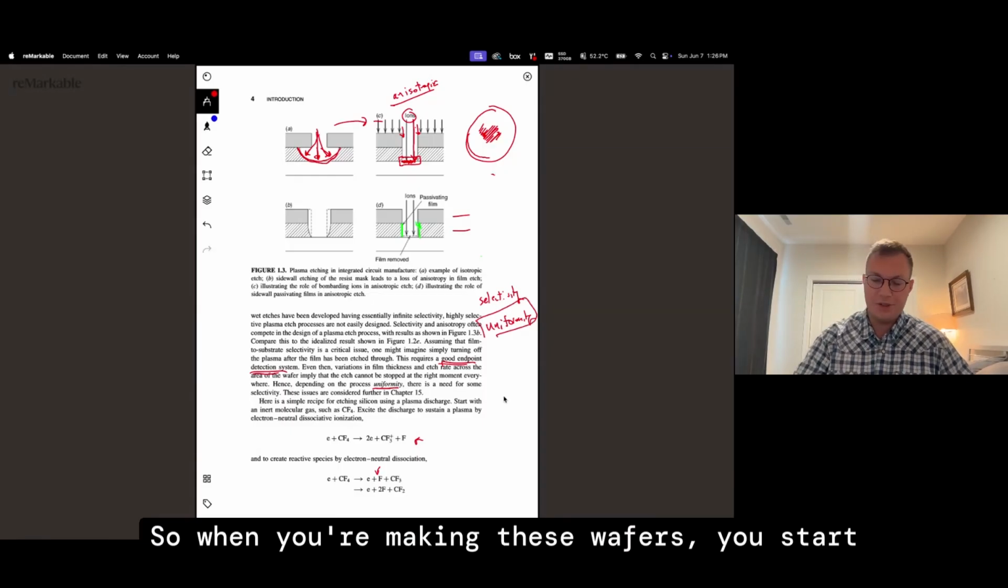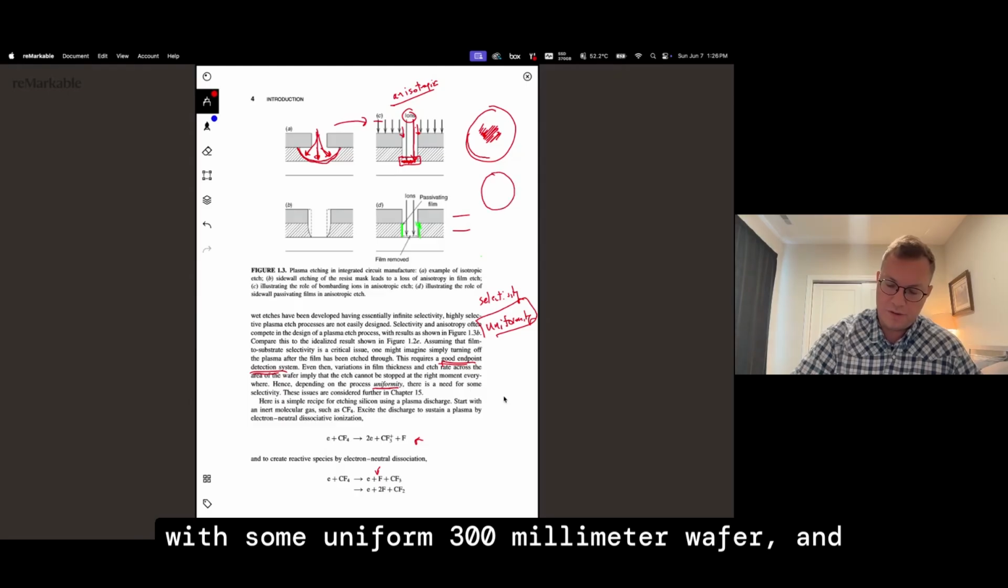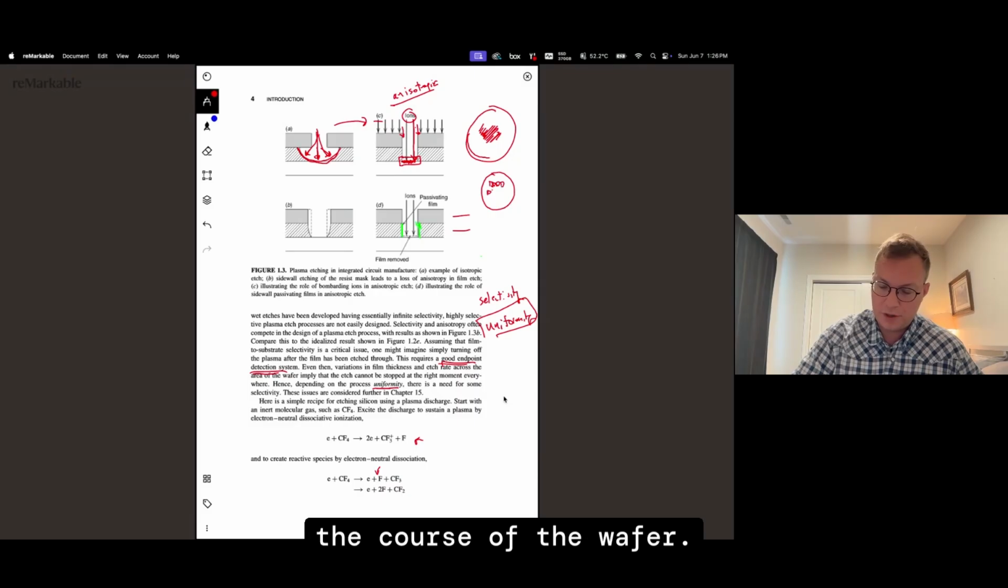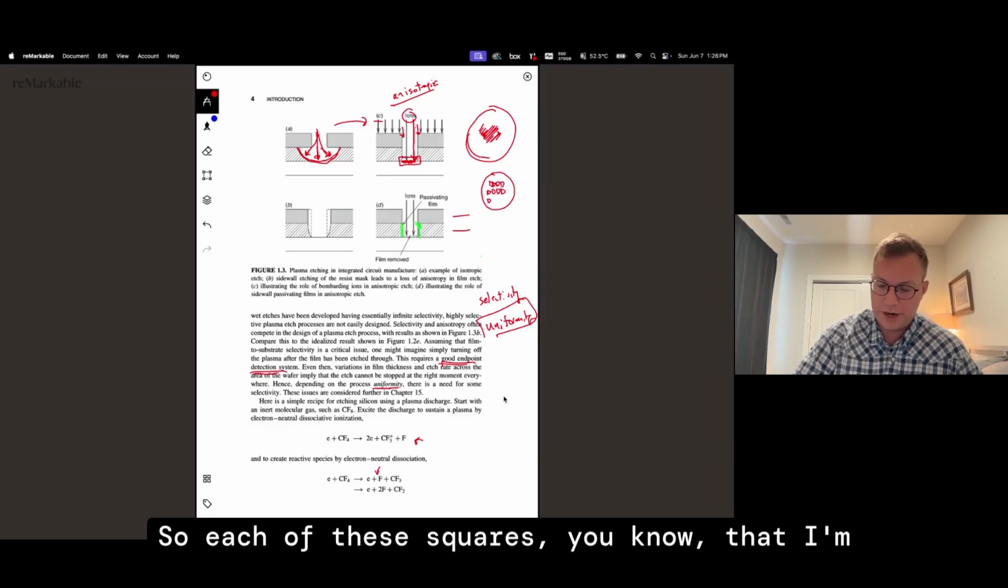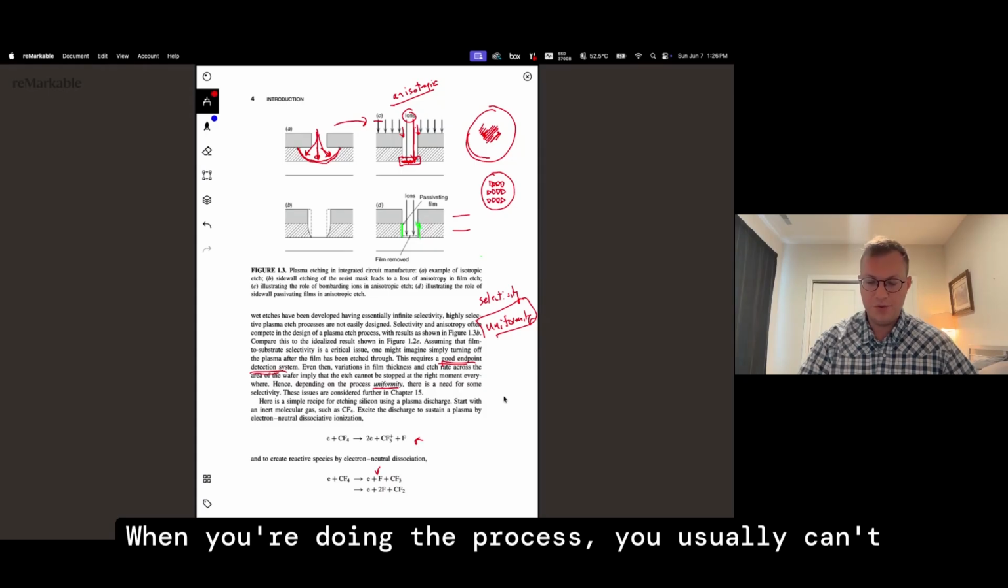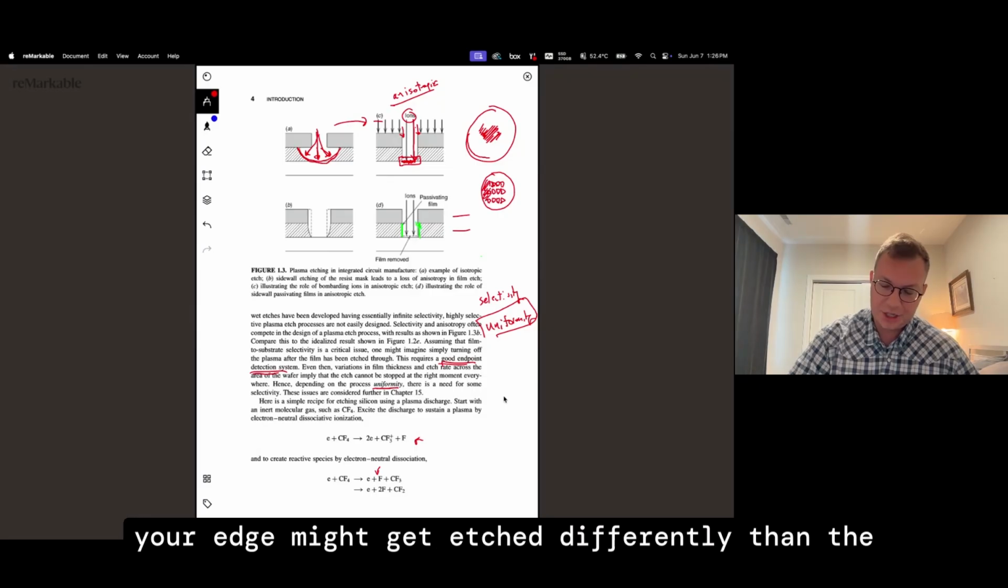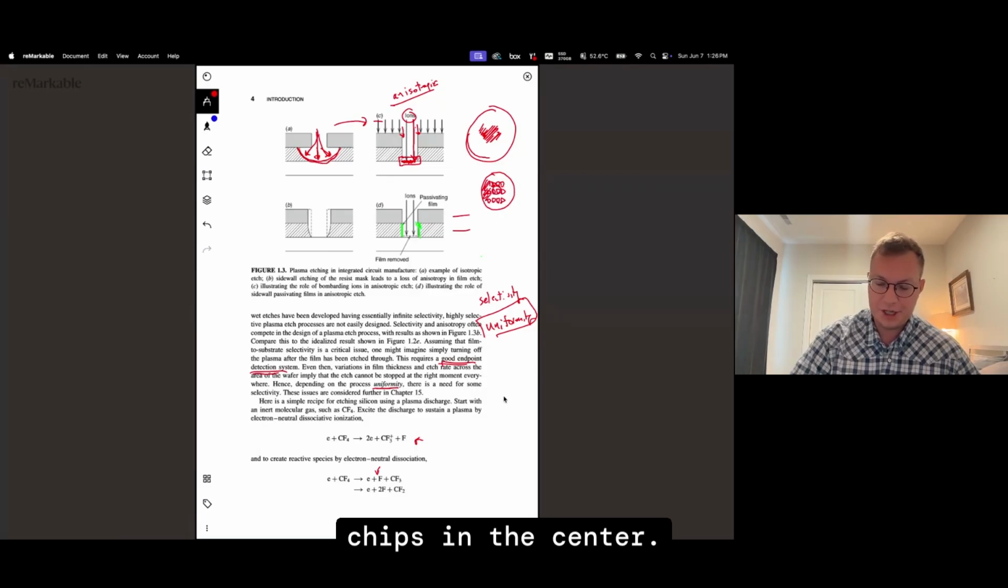So when you're making these wafers, you start with some uniform 300 millimeter wafer, and you're making a bunch of different chips over the course of the wafer. So each of these squares that I'm drawing here just represents another chip. When you're doing the process, you usually can't get 100% uniformity, meaning that the chips at your edge might get etched differently than the chips in the center. All right, so that's not ideal.